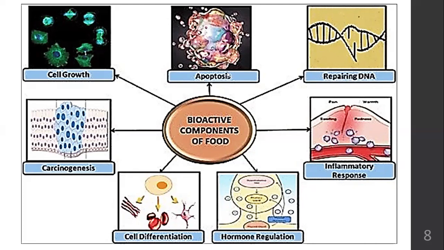So that is apoptosis. Bioactive components of food will also lead to apoptosis, giving the cell the capacity to identify that something is wrong with itself, and just end it, so that whatever carcinogenic agent or infection is there should not jump from one cell to another. So these are the functions of bioactive components of food.